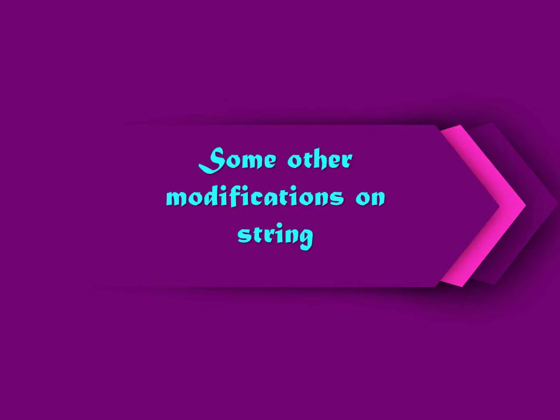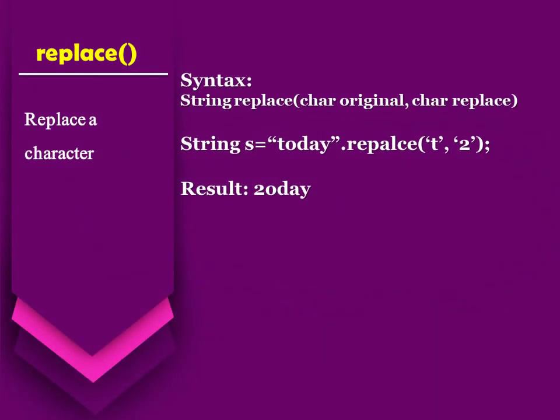Some other modifications on string. What are the modifications? We can replace a character. See, the syntax is given here, two parameters have been passed, that is character original and character replace. Here "today" is given and the t has to be replaced by the number 2. So here the t has been replaced by the number 2.